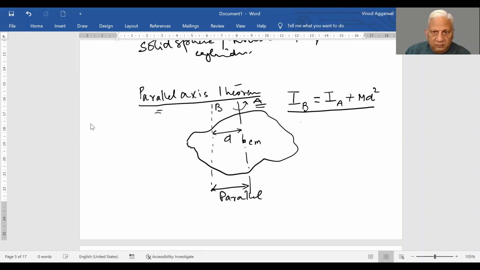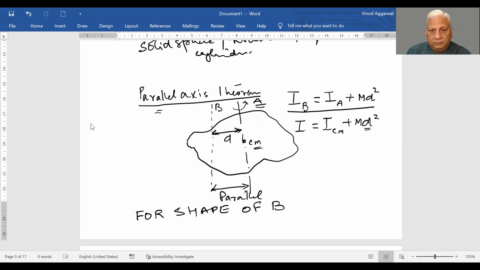So in general, what we write is: I about any axis parallel to an axis going through center of mass is given as I about the axis going through center of mass, plus total mass into square of the distance between them. This is applicable for any shape of body. There is no restriction as to how the shape should look like. Okay.